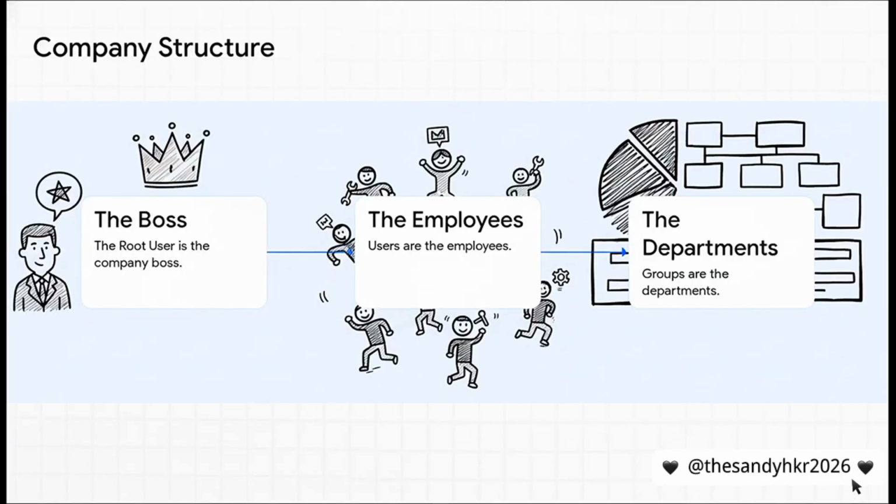And there it is. That's the whole structure, our whole organized company. The CEO is the root user, the employees are the regular users, and the departments are the groups that keep everyone organized and working together securely. It's a simple idea, but it's incredibly powerful.